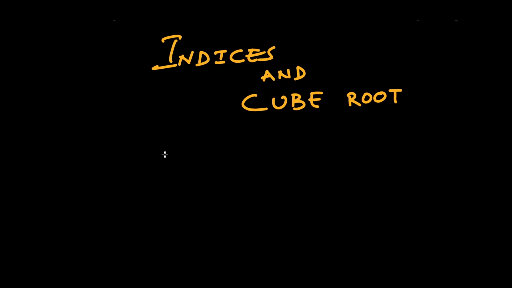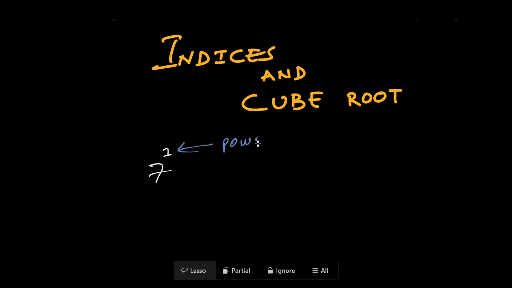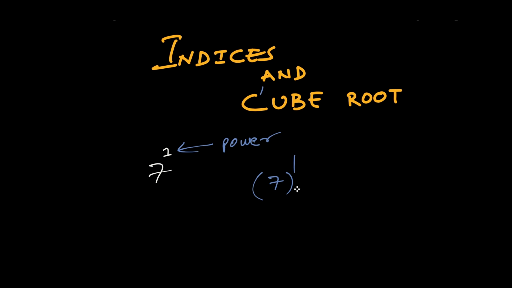Okay, let's begin. Let's say one number which is 7. When you say 7, it is repeating only one time. So when I say repeating one time, its power is going to be 1. This is called the power of a number. So can I say 7 to the power 1? Always represent the power with brackets.